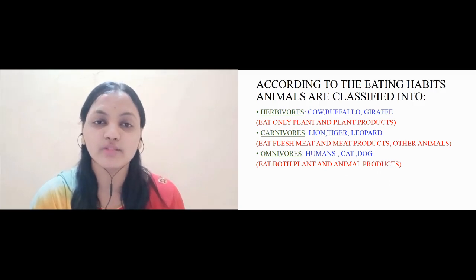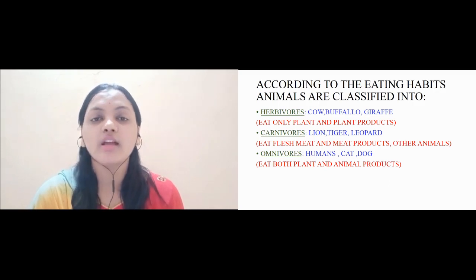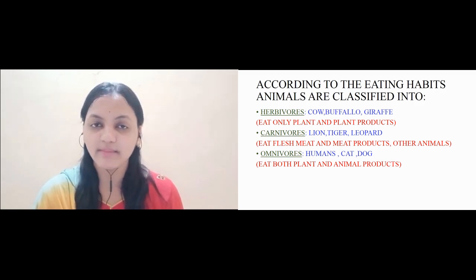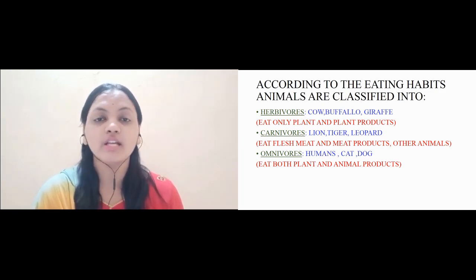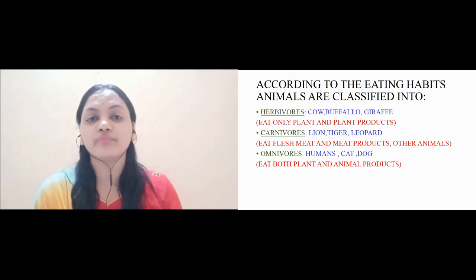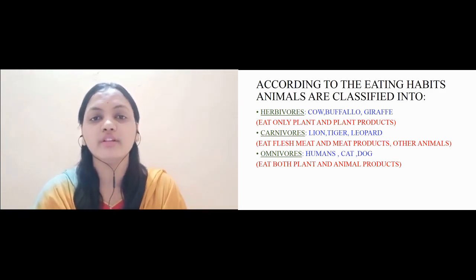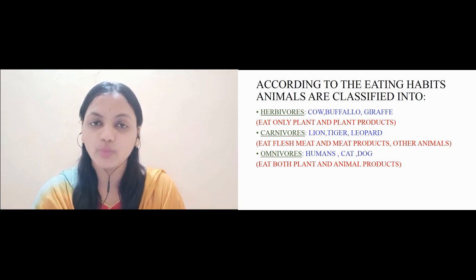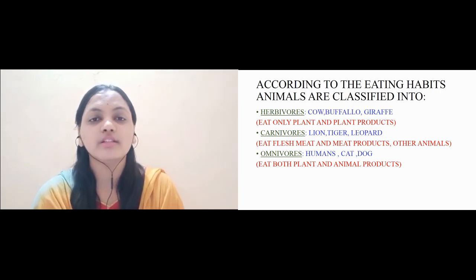Let us take a few examples of herbivores. What are herbivores? Plant eating animals. So what are the examples? The examples are giraffe, cows, buffaloes, elephant. These are herbivores. Carnivores? Carnivores are lion, tiger, and you have leopards, cheetahs. These are animal eating animals.